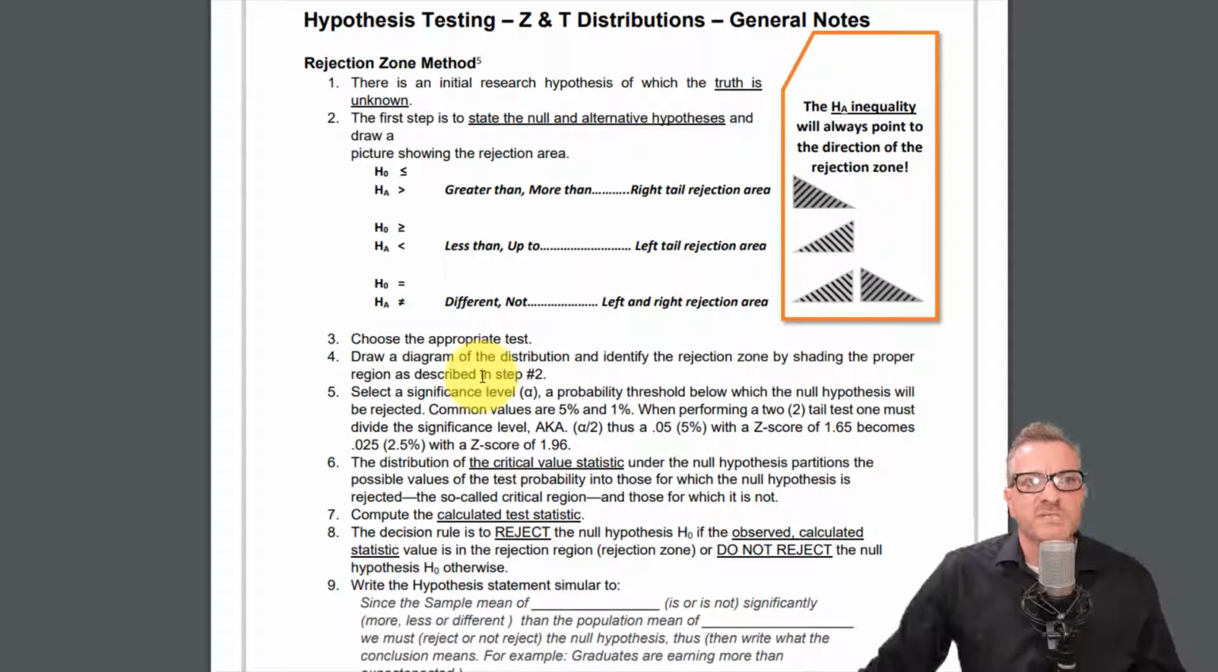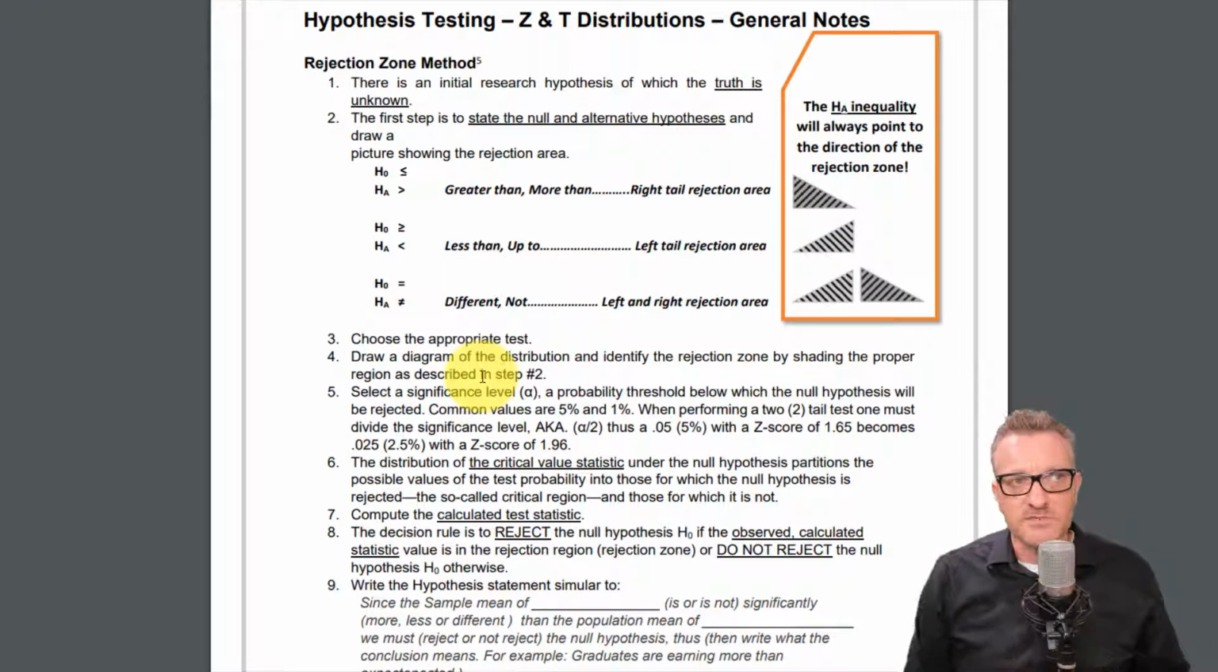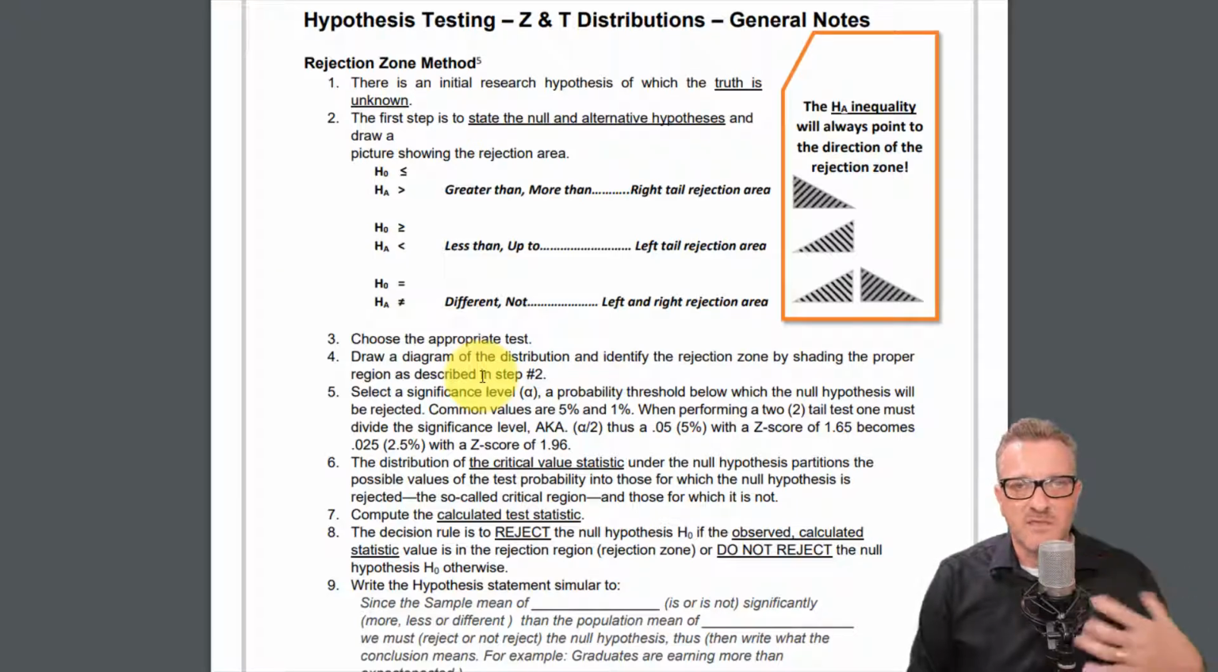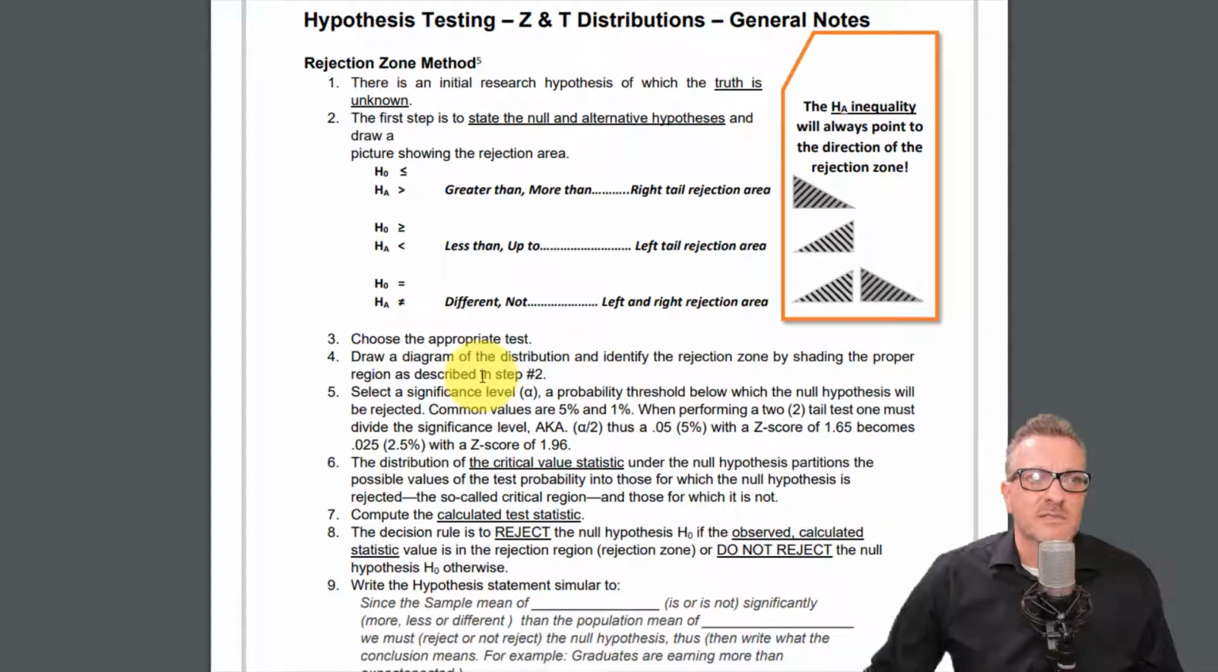Okay, rejection zone method. Historically they used the rejection zone method because doing the actual calculations is easier. And so here we go.